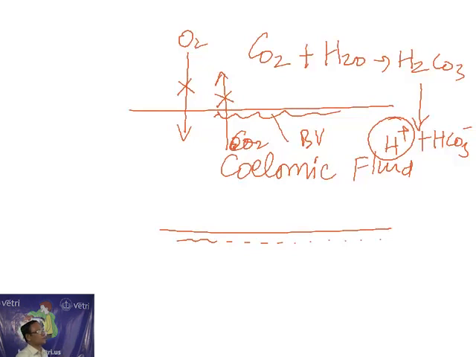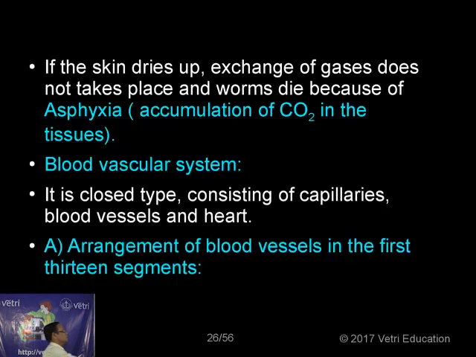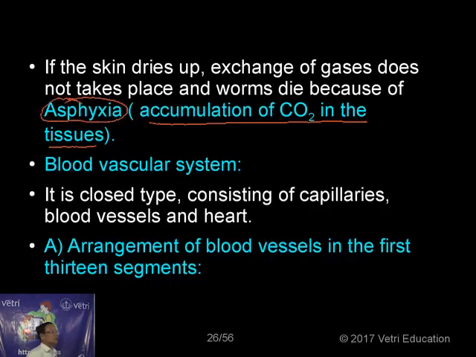The source is only carbon dioxide. That's why the animal dies. That is called asphyxia: an increase in the concentration of carbon dioxide in the plasma. So asphyxia is nothing but accumulation of carbon dioxide in the tissues, leading to increased acidity and decrease of pH. Now that's about one question. Remember this one: what is asphyxia? It is also possible in the case of human beings too.